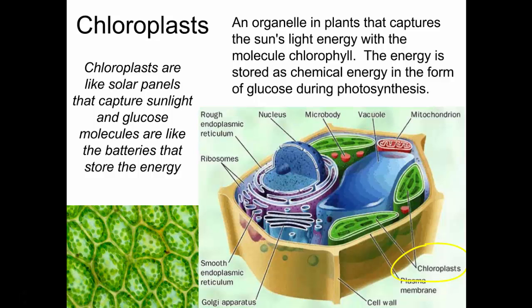So it's an organelle in plants that captures the sun's light energy with the molecule chlorophyll. So the chlorophyll is what gives a plant that green color. The energy is stored as chemical energy in the form of glucose during photosynthesis. So the chloroplasts in plants are where photosynthesis occurs, because that's where the chlorophyll molecules are kept.